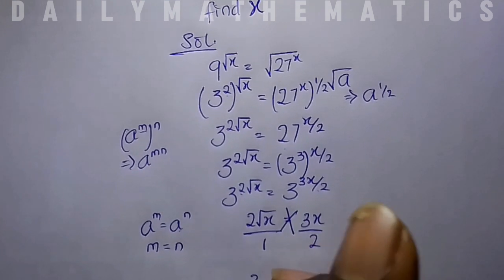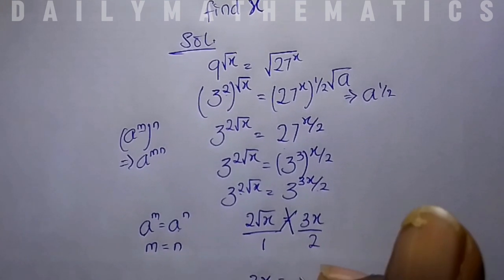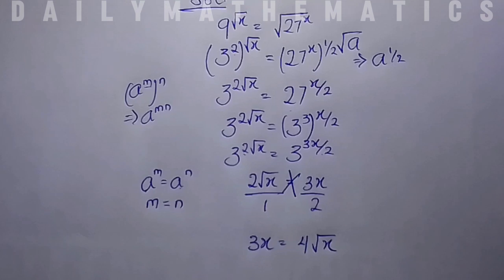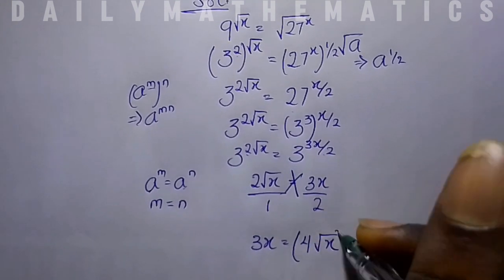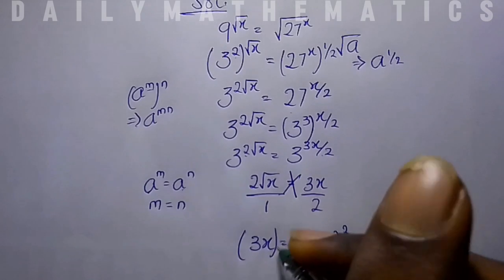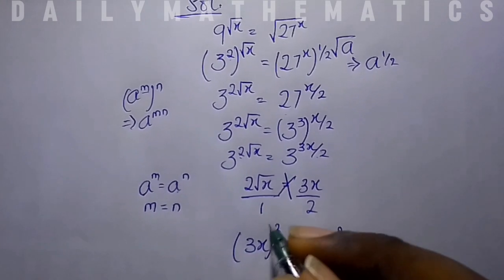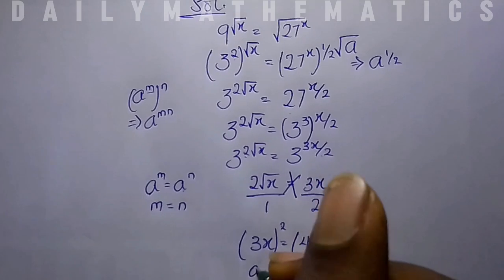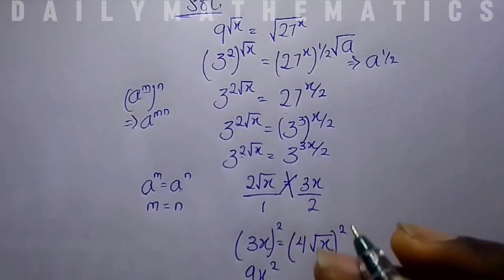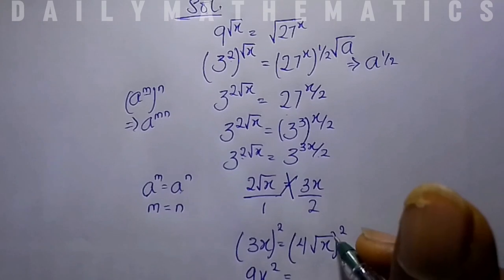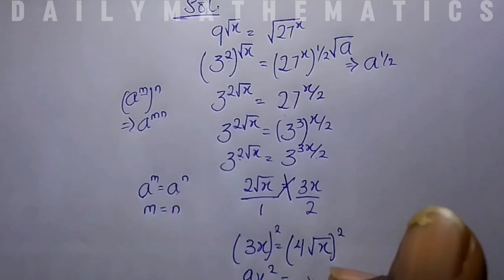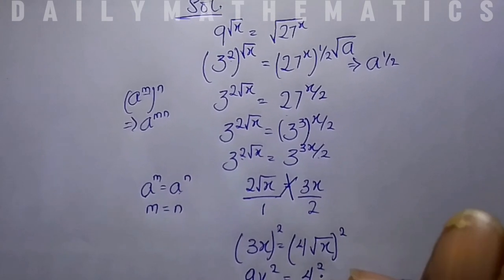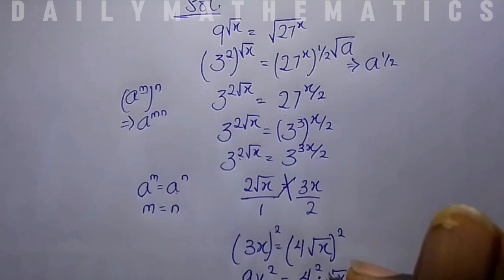From where we can cross multiply. So we have 3x equals 4 root x. So from here, what are we going to do? We're going to square both sides. So from here, we're going to square both sides, right? So when we square this side, we have 9x squared. And when we square this side, remember, it will cover both this 4 and this. So we will have 4 squared times root x squared.